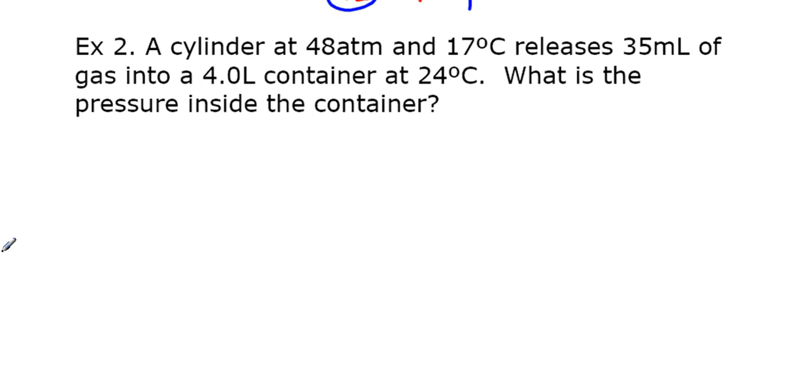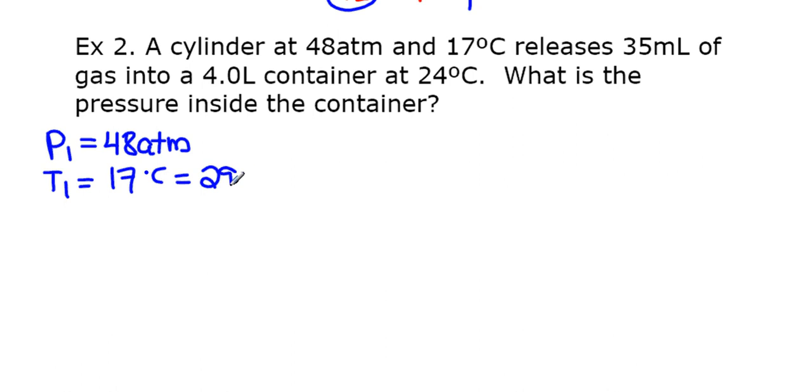Okay, so hopefully you gave this a shot. Let's take a look at the answer. So we start off with a pressure of 48 atmospheres. Our starting temperature was 17 degrees Celsius. We know we'll need that in Kelvin, so we'll put that in right away. And our starting volume is 35 milliliters. We're trying to find the new pressure.